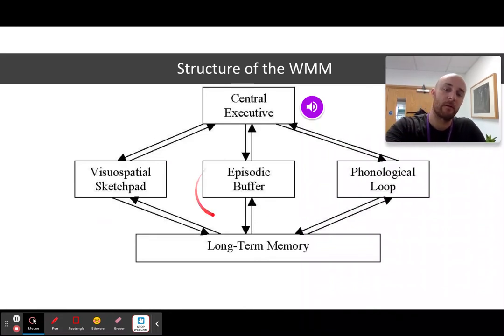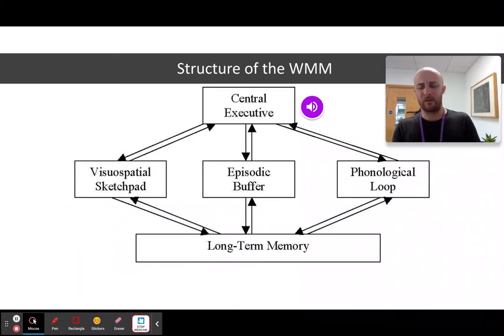The episodic buffer, its main role is to basically get what you have learned from your phonological loop and what you have learned from your visuospatial sketchpad and combine them into one memory that then gets put down into your long-term memory. That is the basic role of the episodic buffer.